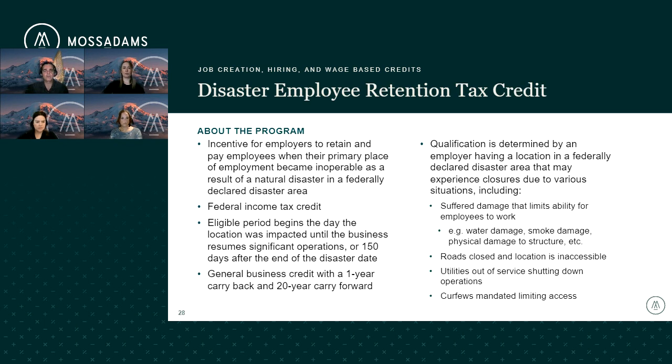Another opportunity that we'll briefly discuss, because it's not exactly an active program currently, is the disaster employee retention credit. It is completely separate and distinct from the COVID-related employee retention program. This is for businesses who have a location in an area that's been hit by a natural disaster, and the area has been deemed a federally declared disaster zone. So hurricanes, wildfires, earthquakes, tornadoes, those are types of things that can occur that can impact the ability for your employees to work at their location.